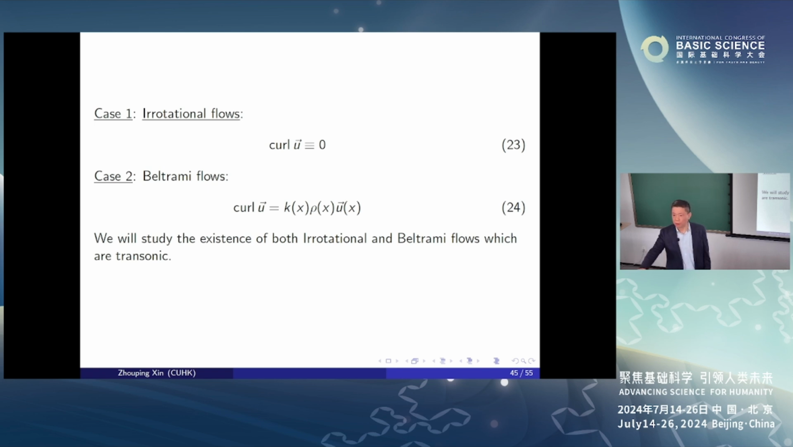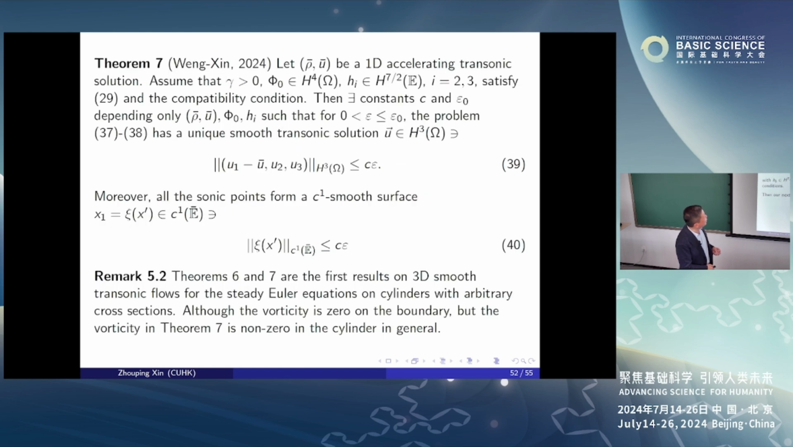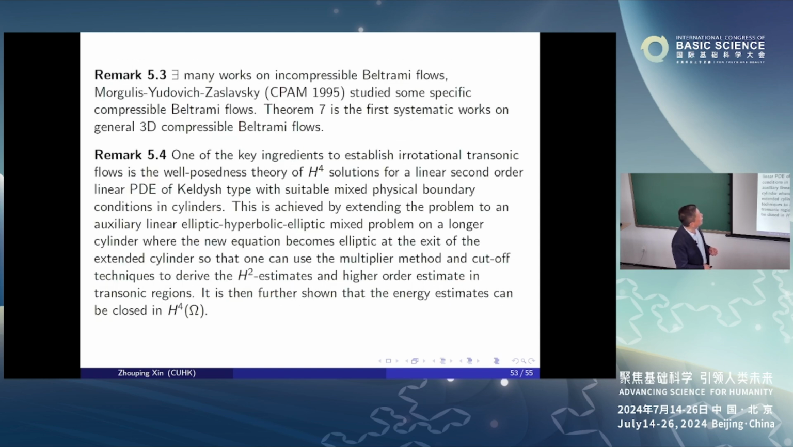They are all transonic. Okay, the idea is we have a given potential flow. We find one class of one-dimensional transonic flow, and then we perturb this with a three-dimensional general perturbation. Then we show the solution like this, so we can obtain both the rotational flow and the Beltrami flow. Okay, so I don't have time, but the result is already there. This actually generalized a lot of the problem of Yudovich. Yudovich only gave some specific examples of Beltrami flow, but our theorem gave the first systematic work on general 3D compressible flow. Okay.